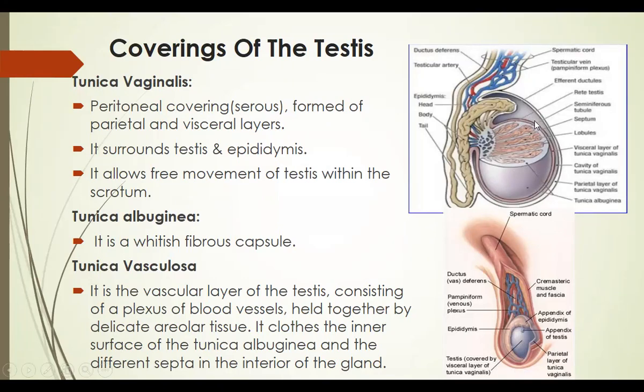It has two layers, and it is a cavity. One is the parietal layer, which is outside, and the visceral layer inside. If you see here, this is the visceral layer of the tunica vaginalis, and this is the parietal layer. The white colored structure is the parietal layer, and the red colored structure inside is the visceral layer. In between there is a space filled with serous fluid. That's why it is called a serous covering. It surrounds not only the testis but also the epididymis. If you see here, it is covering the testis as well as the epididymis.